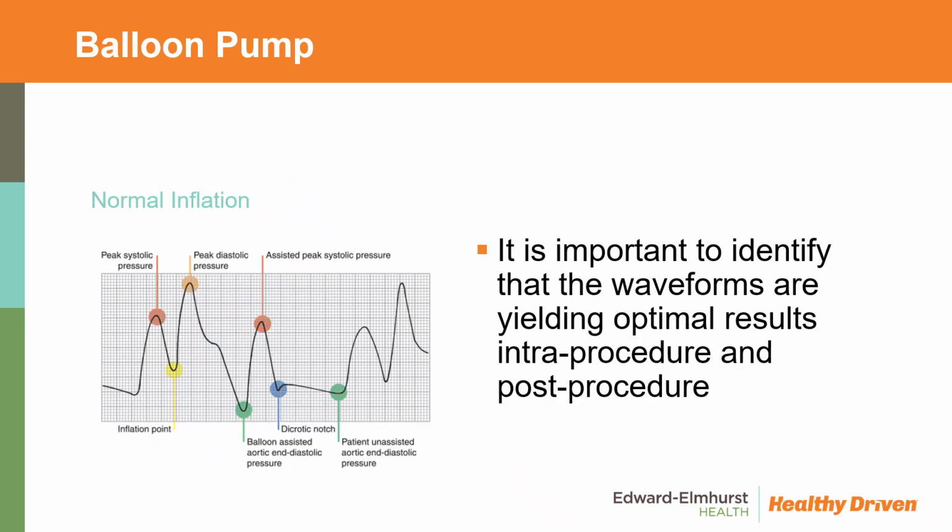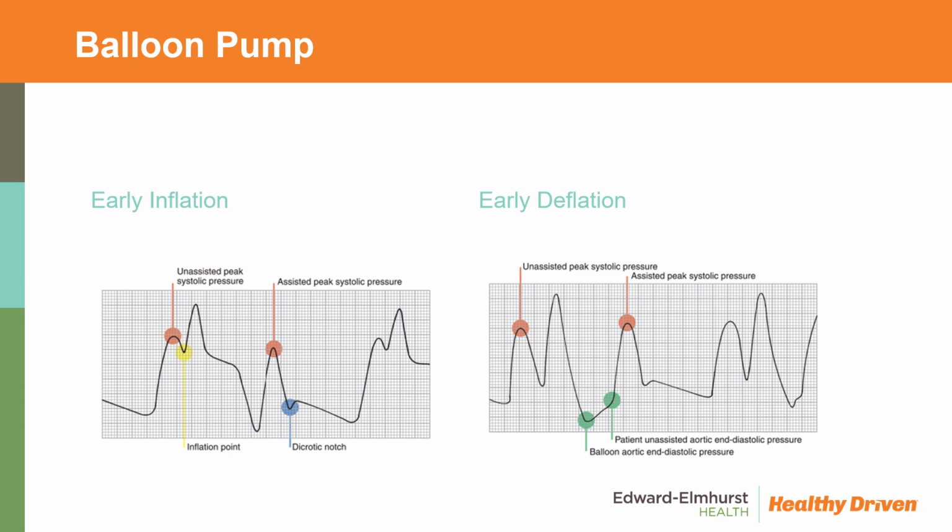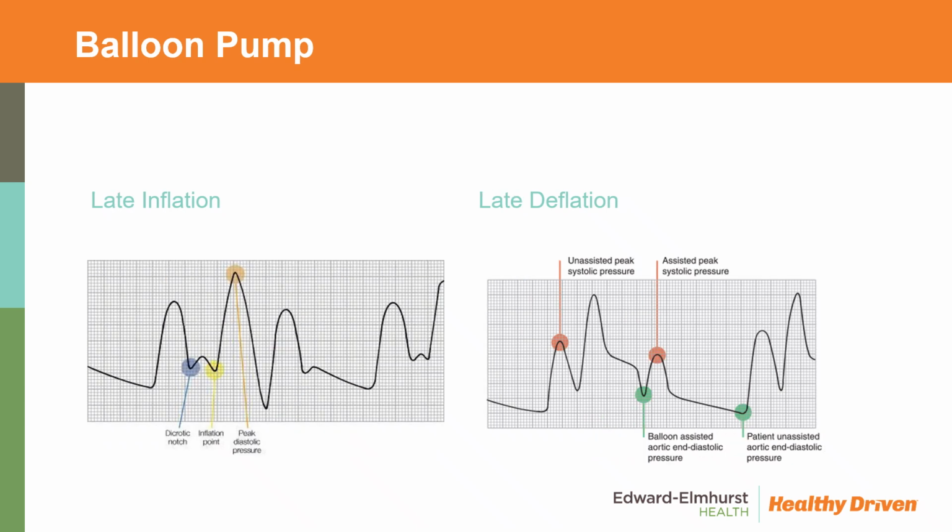It's important to identify that the waveforms are yielding optimal results, inter-procedure and post-procedure, so we can see our normal inflation in this picture here, where at the end of our aortic pressure, the end diastolic pressure is decreased just in time for that assisted peak systolic pressure. And so we can see here the early inflation and the early deflation, as well as late inflation and late deflation.